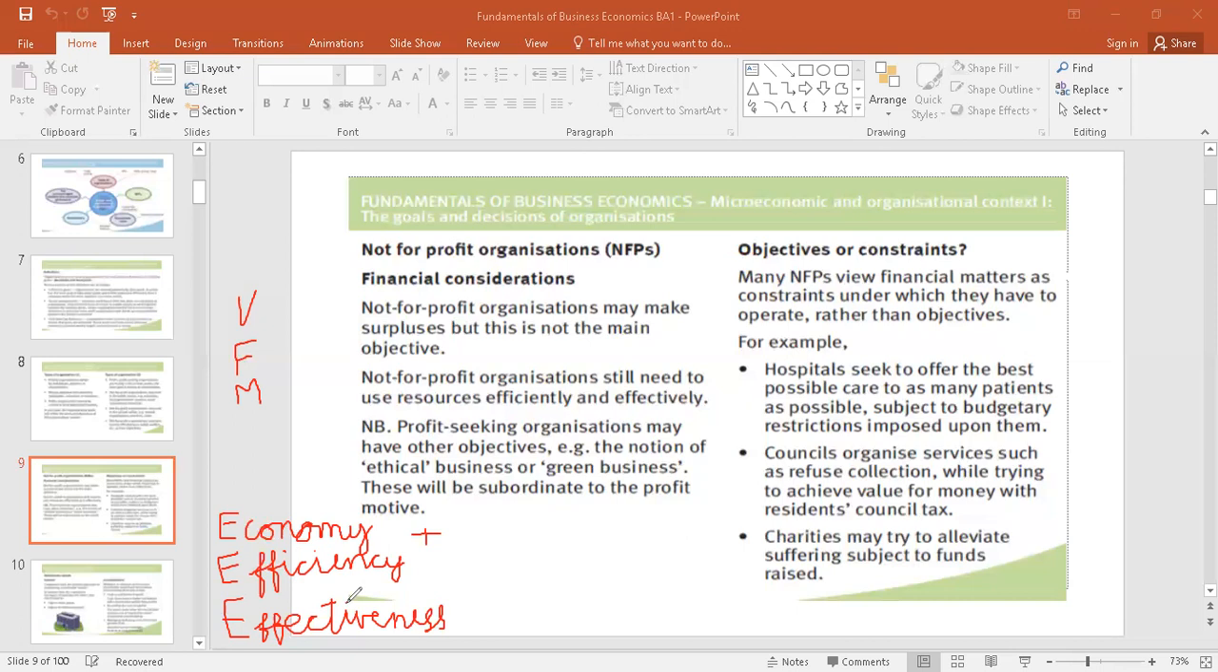A profit-seeking organization may have other objectives. The notion of ethical business or green businesses will not be subordinate to the profit motive. Can we rule out that profit-seeking organizations only look at profit maximization, and service organizations or not-for-profit organizations aim at not earning profit?